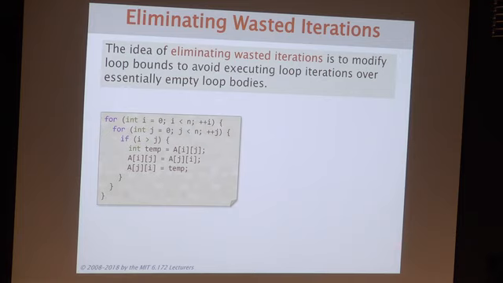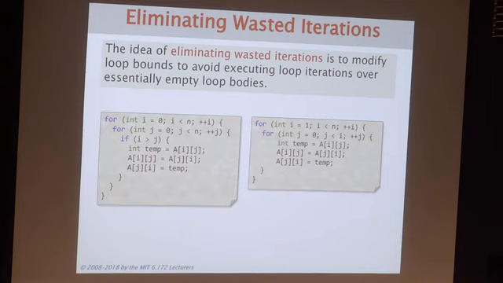One disadvantage of this code here is I still have to loop for n² iterations, even though only about half the iterations are actually doing useful work, because about half the iterations are going to fail this check that checks whether i is greater than j.